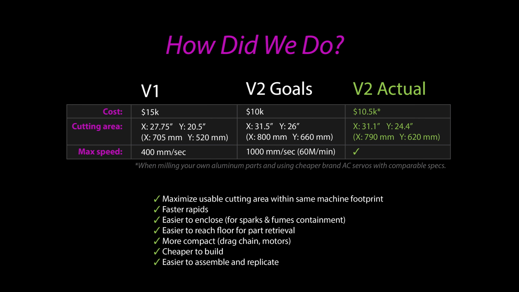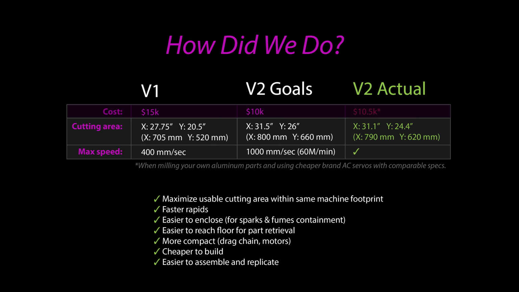I wanted to take a minute to look back at how this project started and where we ultimately ended up. For the cost, my goal was to try to build this new machine for $10,000, and I came close but ended up about $500 over budget. That's still a huge improvement over the $15,000 it took to build my first machine.